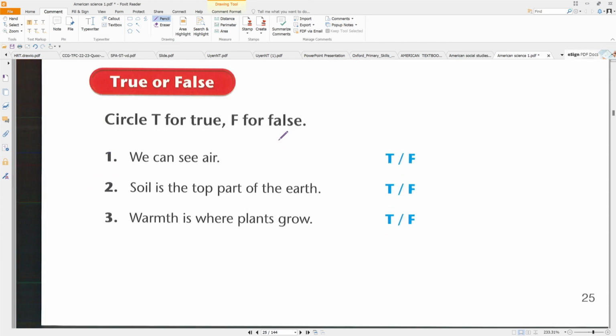Let's circle true or false. We can see air. Is it true or false? Yes, it's false. Soil is the top part of the earth. Is it true or false? True, because we stand on the soil, just like the dirt. Warmth is where plants grow. So is it true or false? This was a tricky one for each of you. Yes, it's true. It's not false.